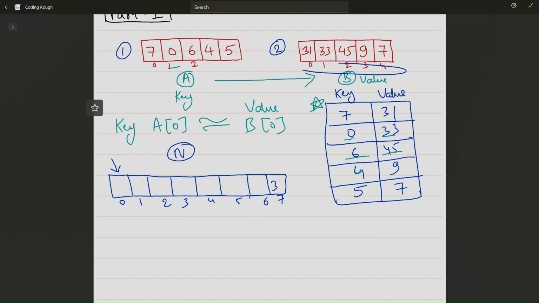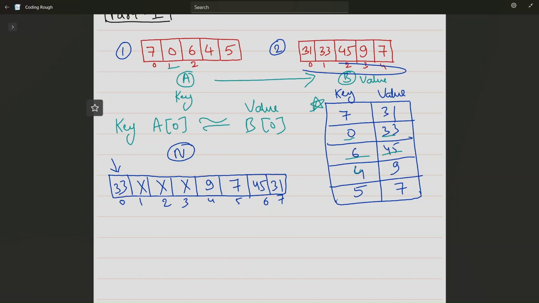Similarly, at index 0 we will fill 33, at index 6 we will fill 45, at index 4 we will fill 9, and at index 5 we will fill 7. Now the question comes, these other values are unused. Yes, we have successfully merged those two arrays which had some relation. That relation will later be called the hash function. Currently there is a relation between the first and the second array, and we are able to successfully merge them into one array.